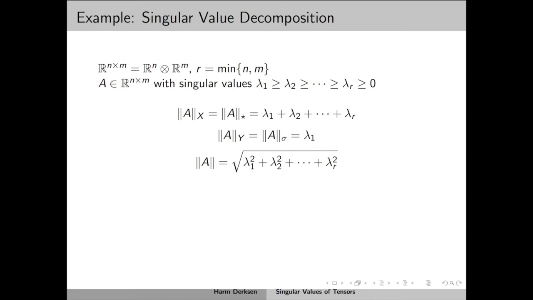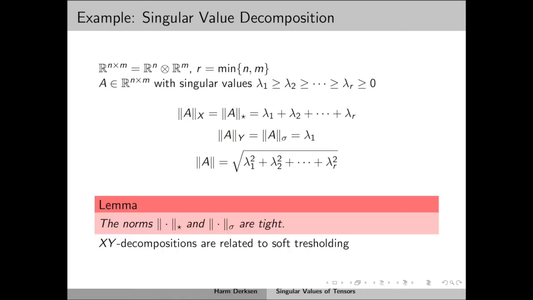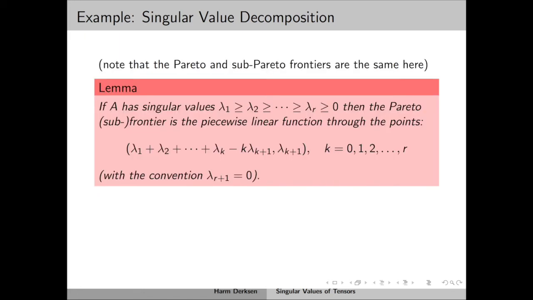So I already talked about singular value decompositions and these norms. But I just want to point out in that situation where we can take for this one norm to be the nuclear norm, the other norm, the dual norm, is then the spectral norm. And in this situation, these norms are tied. So that has particularly nice consequences.